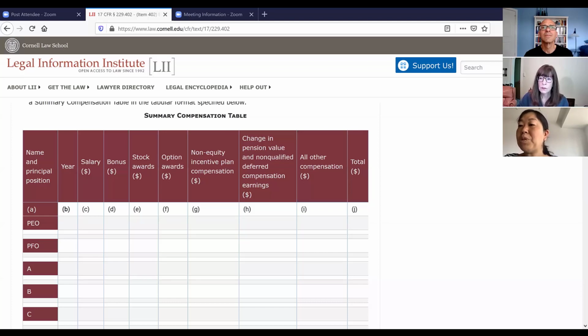There's a lot of special rules that apply in that context beyond the scope of this discussion, but just know that they exist and know that that should be looked at carefully. Moving on to the next column, or to the column after that.